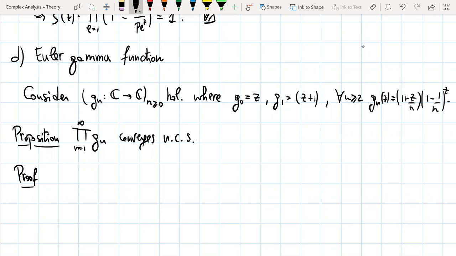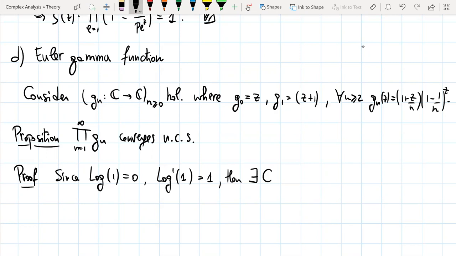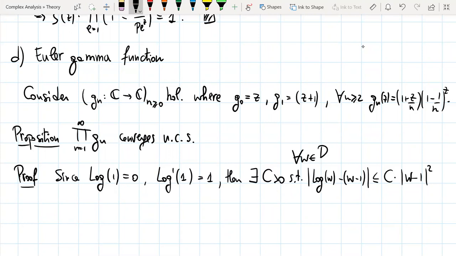So in the lemma, recall, we used the Taylor expansion of the logarithm to the first order. And now we want to go one order higher. So we know that the logarithm at 1 is equal to 0. And now we also use the fact that the derivative of the logarithm at 1 is equal to 1. So this implies that there exists some constant C such that the logarithm of W minus W minus 1, so this is the Taylor expansion of the first order, is less or equal than C times W minus 1 squared. And this holds for all W in this disk that we saw also in the proof of the lemma.